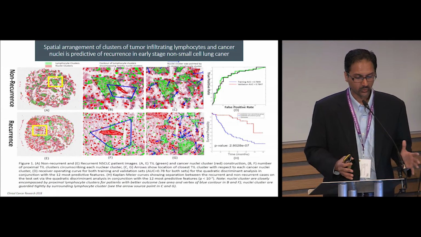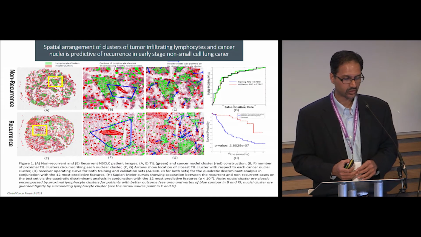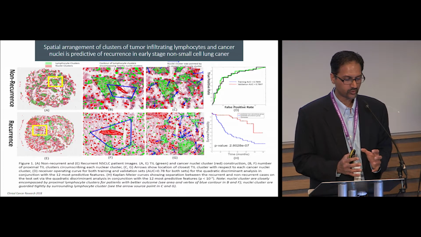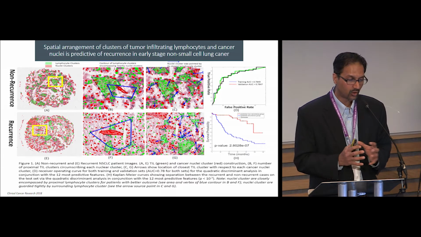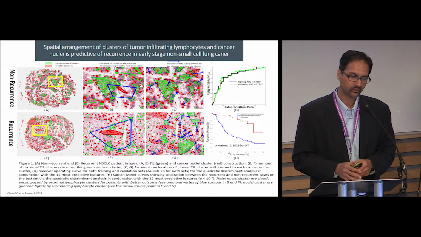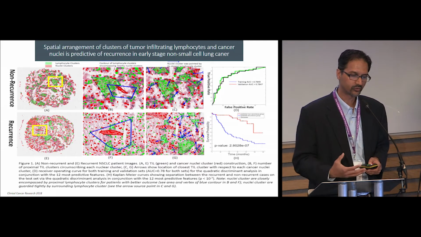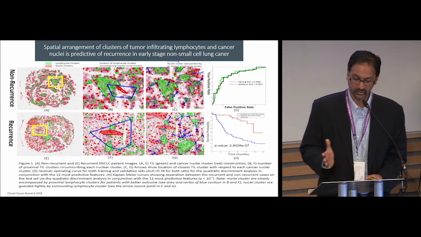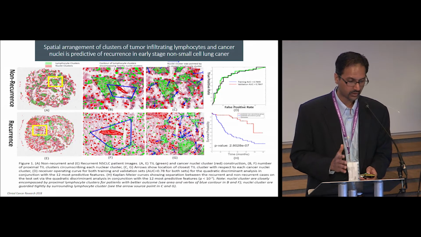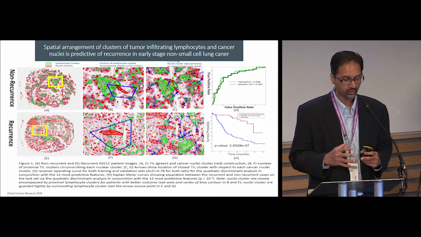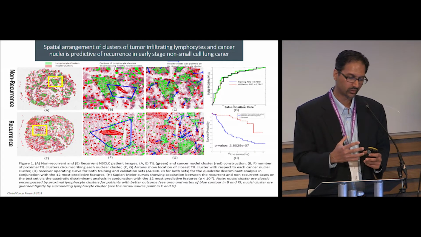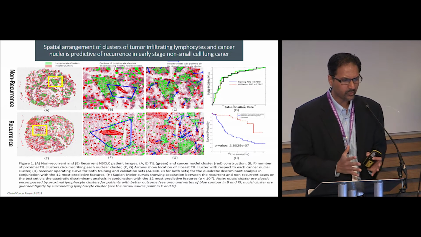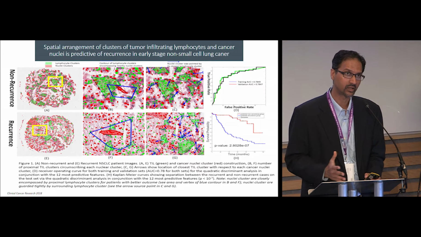In separate work that we recently published in Clinical Cancer Research, we've been focused on the role of tumor infiltrating lymphocytes. Obviously, there's a lot of interest right now in tumor infiltrating lymphocytes, particularly in this age of checkpoint inhibitors. And so in this paper that we just recently published in Clinical Cancer Research, in fact, it came out last month, we showed that the spatial arrangement and interaction of TILs with respect to cancer nuclei was strongly prognostic of recurrence in early stage lung cancer.